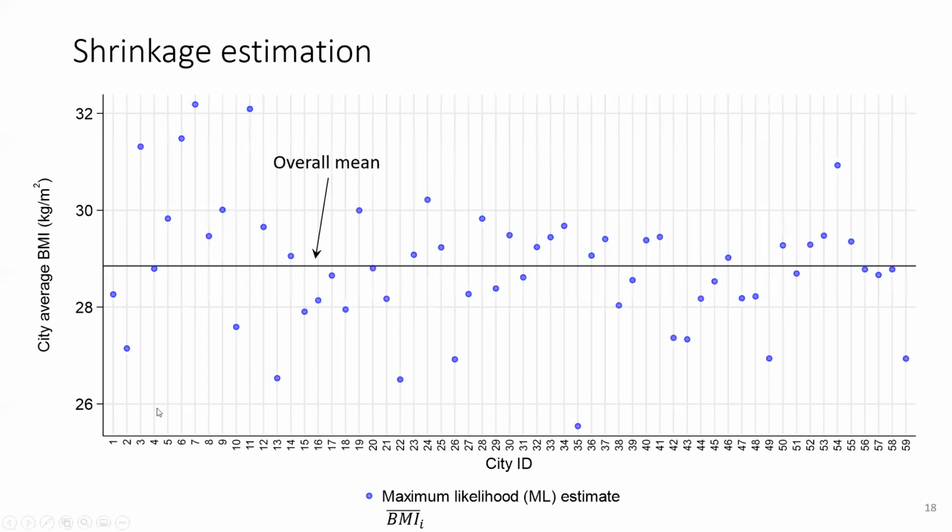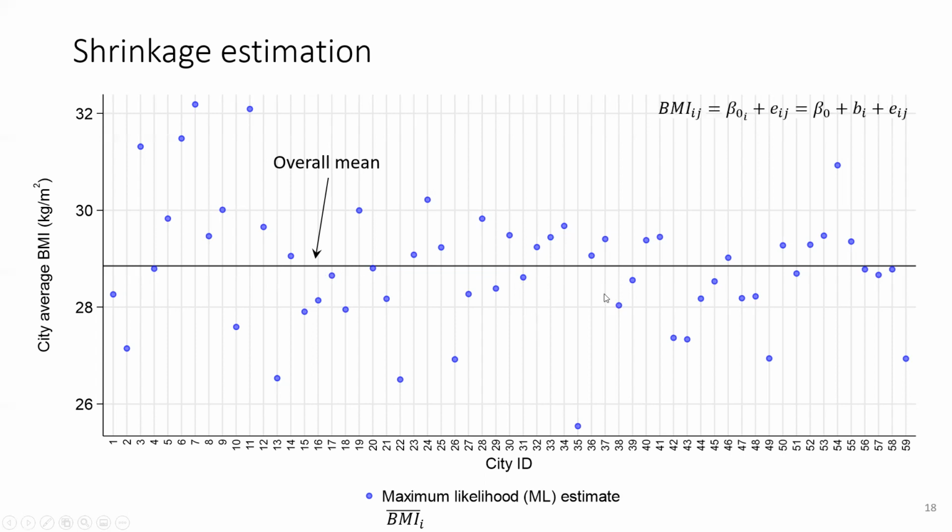So this is a plot which shows city average BMI calculated by using the maximum likelihood method. And again, this is the same as the mean or usual average. If there are 10 people, we add up all 10 BMIs and divide by 10. And they fluctuate by city. And in the middle, you see the overall mean, which is shown by the black line.